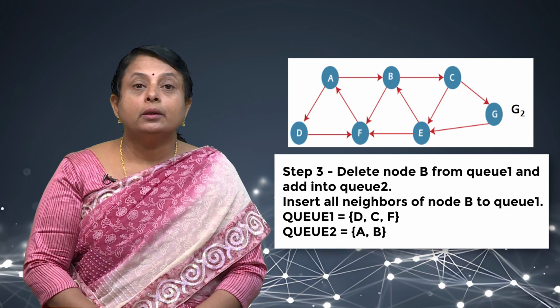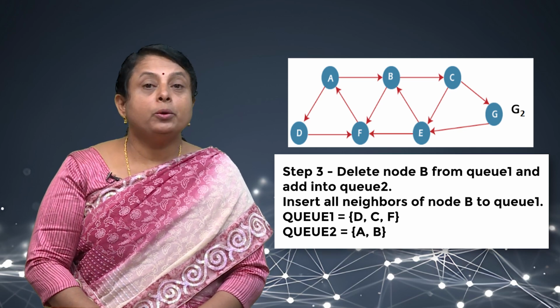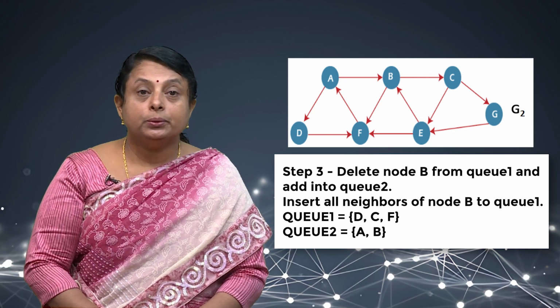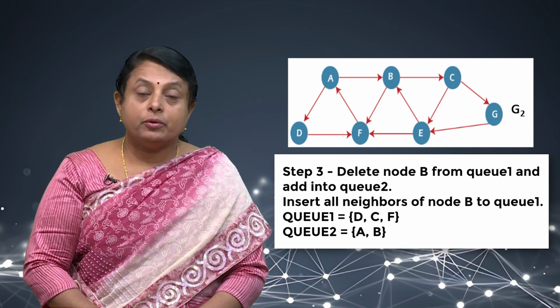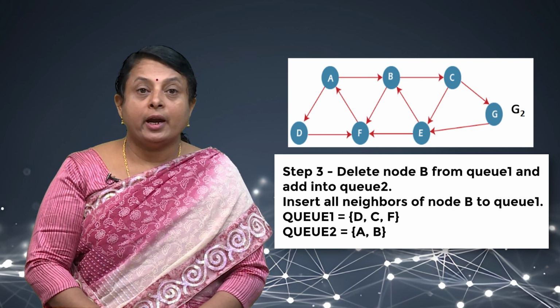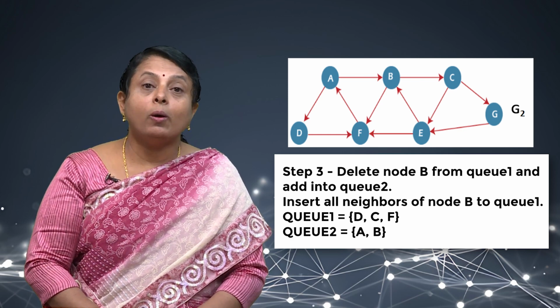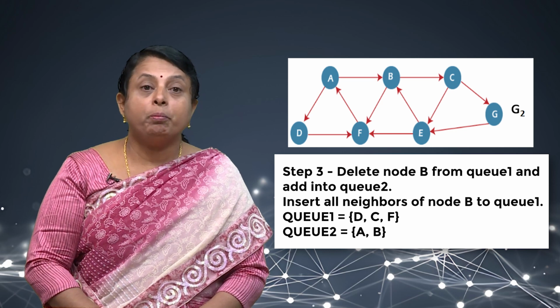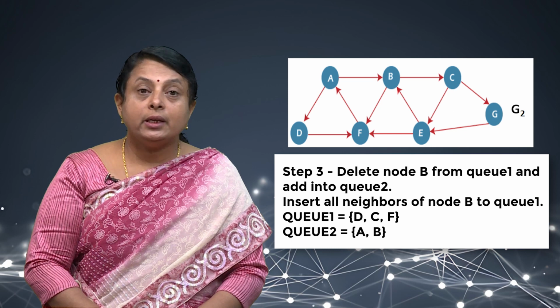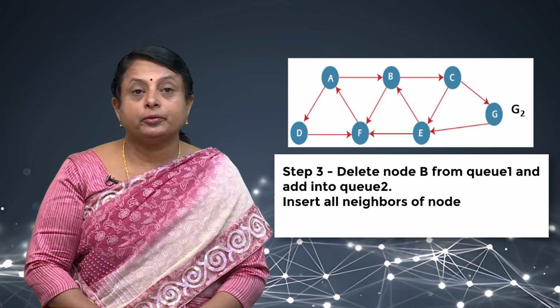Step 3. Now, delete node B from Q1 and add it to Q2. Q2 is the list of visited nodes. So, Q2 will now consist of A and B. Insert all the neighbors of node B into Q1. Q1 will have elements D, C and F now.